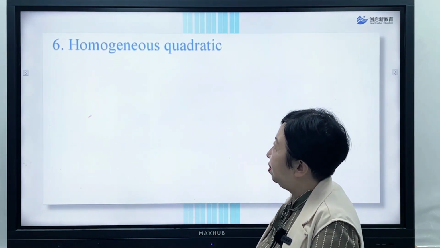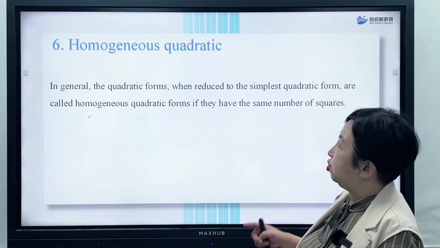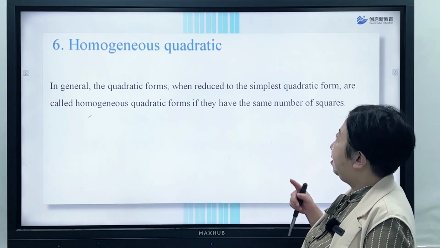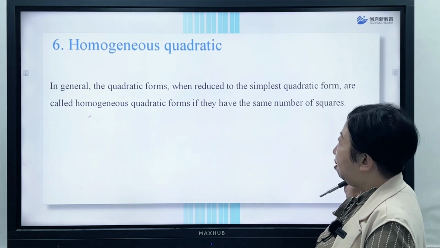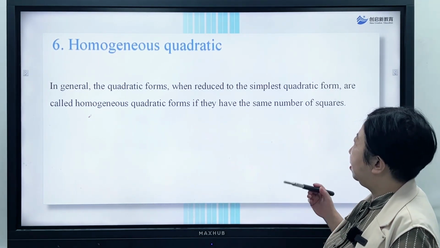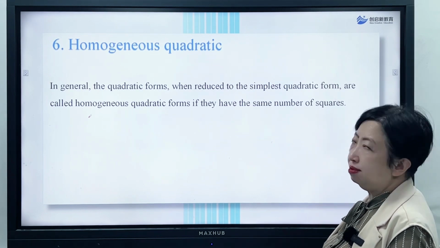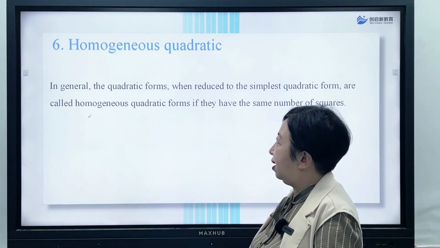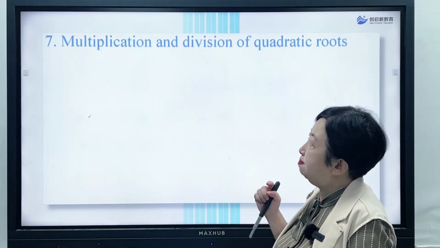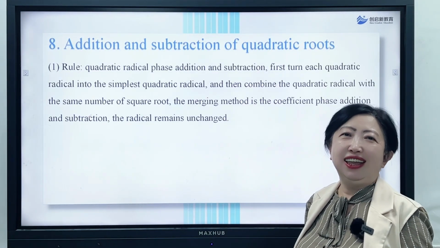Let's go on to homogeneous quadratic radicals. In general, quadratic radicals that, when reduced to the simplest quadratic radical form, have the same number under the square root are called homogeneous quadratic radicals, and we can then use them to add or subtract. Okay, let's go on.